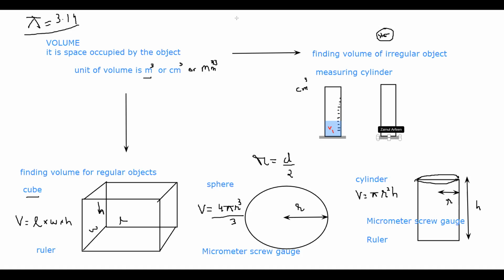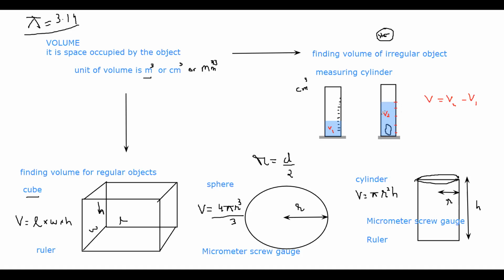Then you immerse the object inside the measuring cylinder. What happens? The object takes up some volume, so the level of the liquid will rise. The new volume is V2. How can I get the volume of this object? If I subtract the initial volume from the final volume, I will get the volume of the object.